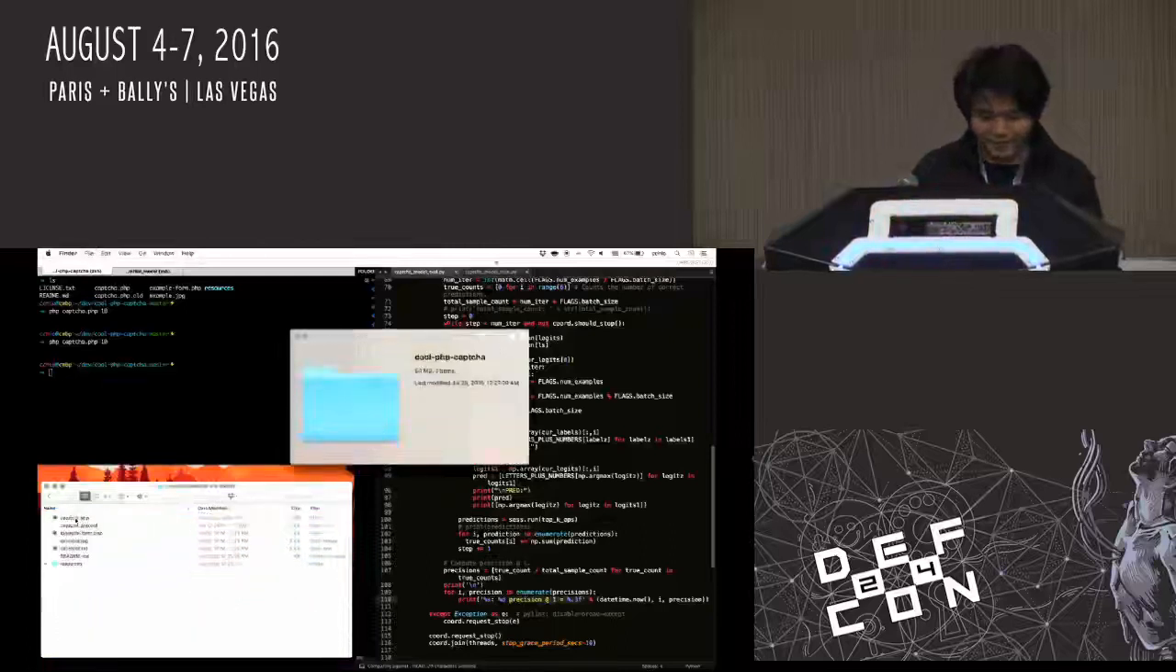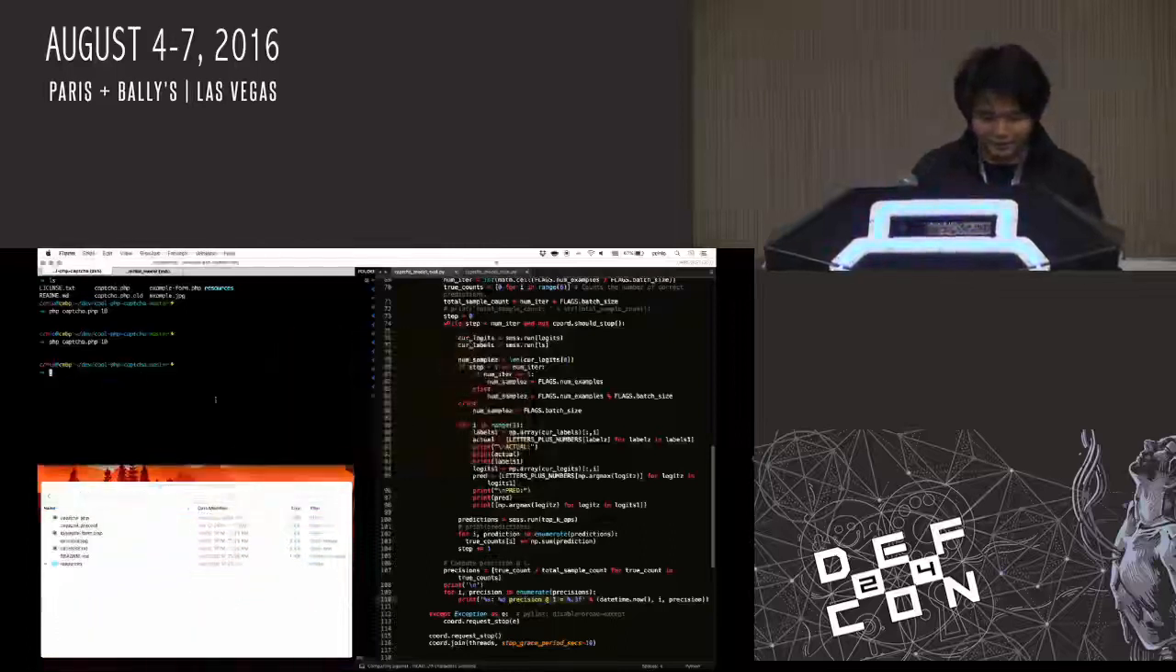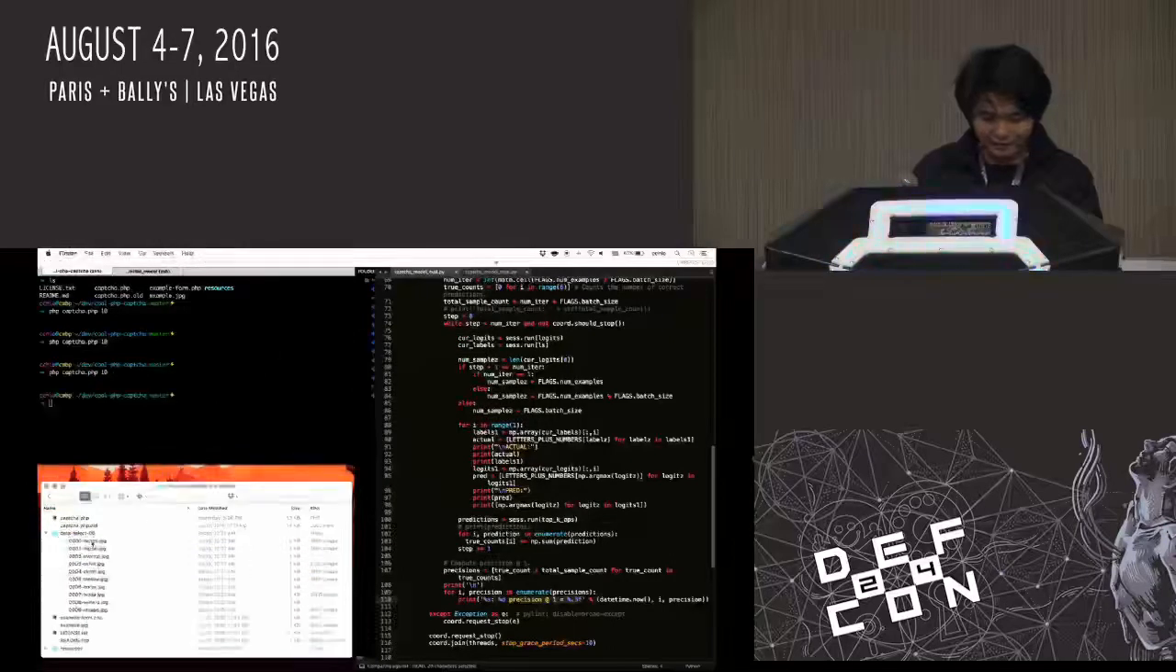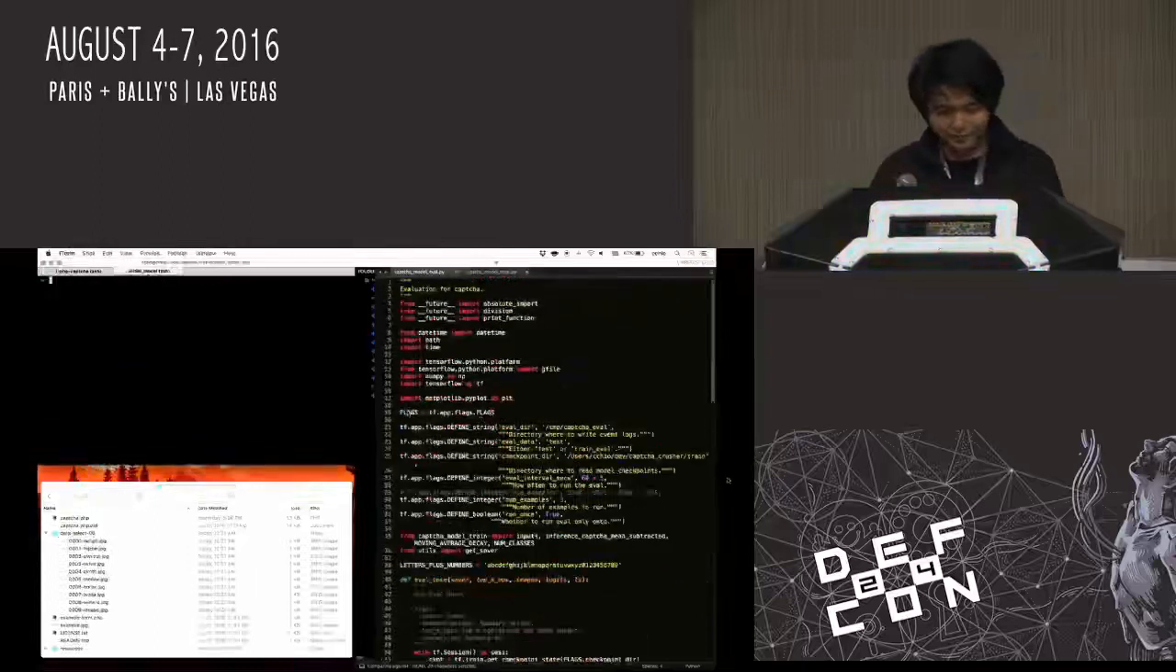Okay, so they're just random captchas. Let's generate some new ones to use for our test. PHP Captcha again. Okay, then let's run it.